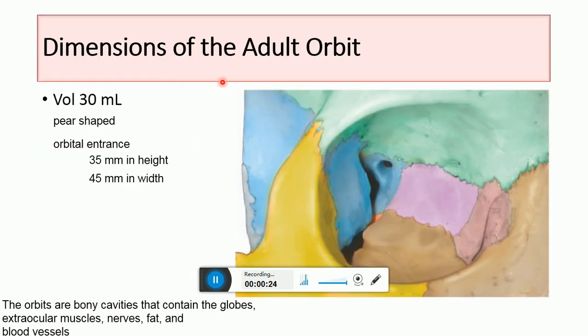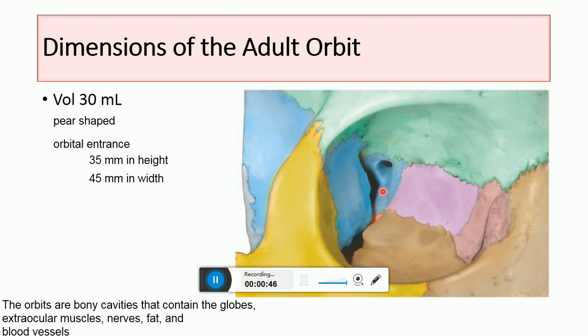Dimensions of the adult orbit. The adult orbit volume is 30 milliliters. It is pear-shaped. The orbital entrance. This is the orbital entrance. The height is 35 millimeters. The width is 45 millimeters.